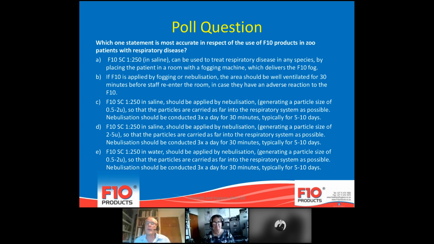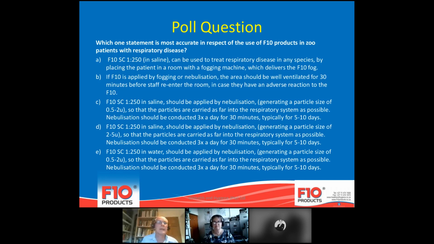D, this is F10 SC in saline, should be applied by nebulization, particle size 2 to 5. Now, something's gone wrong there. Okay, I'm confused about that right at the moment. I think there must be a typo there somewhere. Some of the poll questions I had to make shorter because there's a limited number of characters. If you look at the questions on the screen, they are correctly translated to the votes. I just couldn't use the characters.